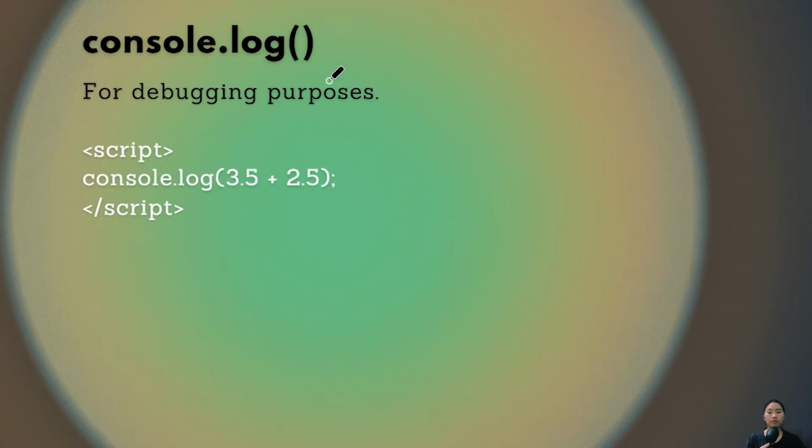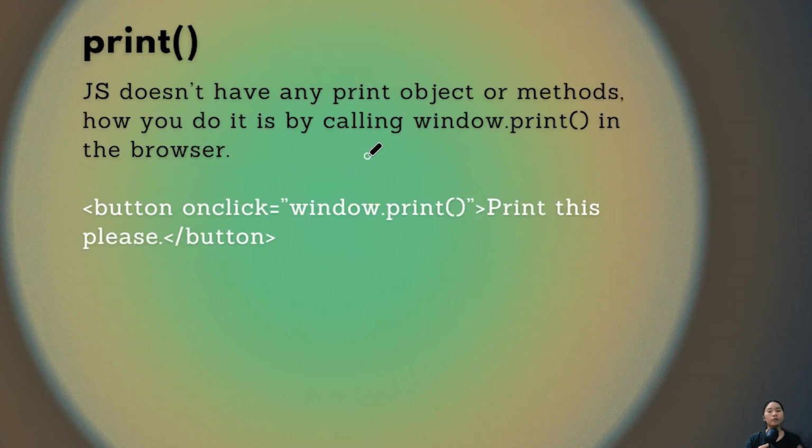Last but not least, we have console.log. It's for debugging purposes. We have the float, 3.5 plus 2.5. This will give us 6. And you can console.log like that, and it just pushes it up there on your browser. Now, what about print? Because we've seen it through Python, we've seen it through Django, right?